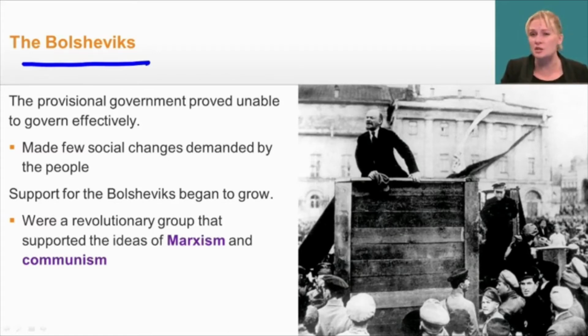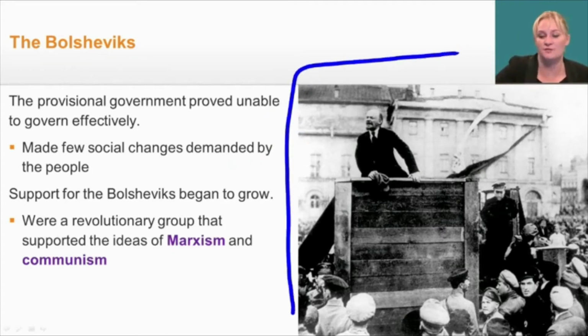Now, that provisional government that was formed after the Tsar was forced to step down, they proved unable to govern effectively. They made a few social changes that were demanded by the people, but then later they were all taken away. So now let's look at Vladimir Lenin and his Bolshevik party.